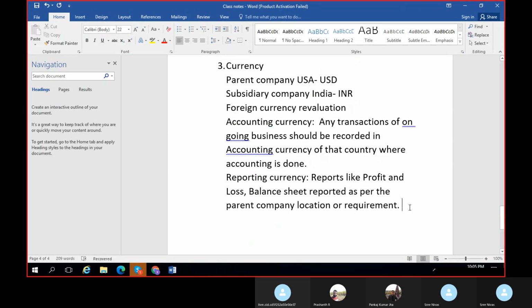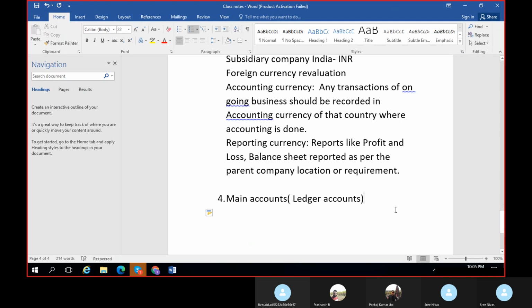So this is about the currency, and the next is financial. Before that, main accounts are nothing but ledger accounts. Here we will call them main accounts. Not only in Dynamics 365, but in SAP or Oracle or any ERP, instead of calling them ledger accounts, we call them main accounts.